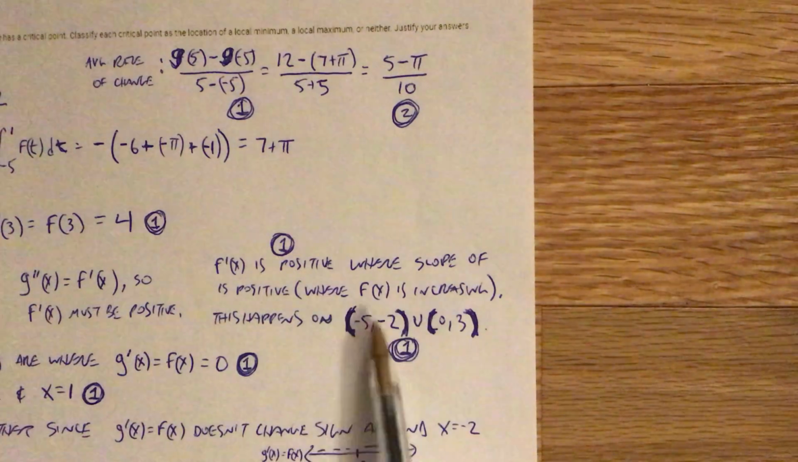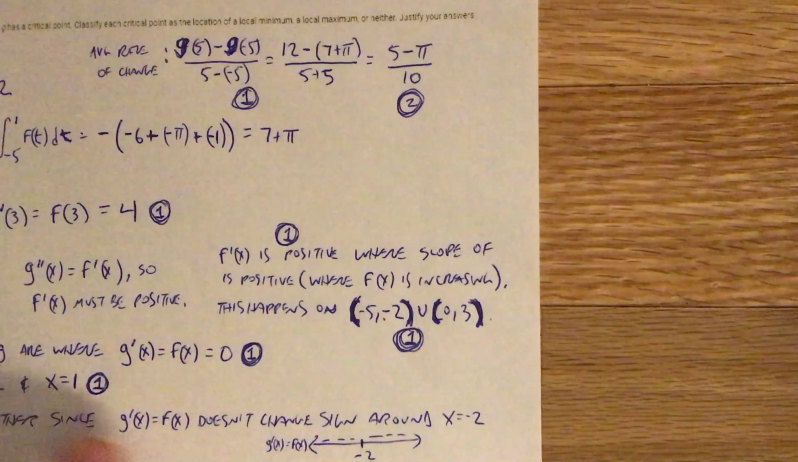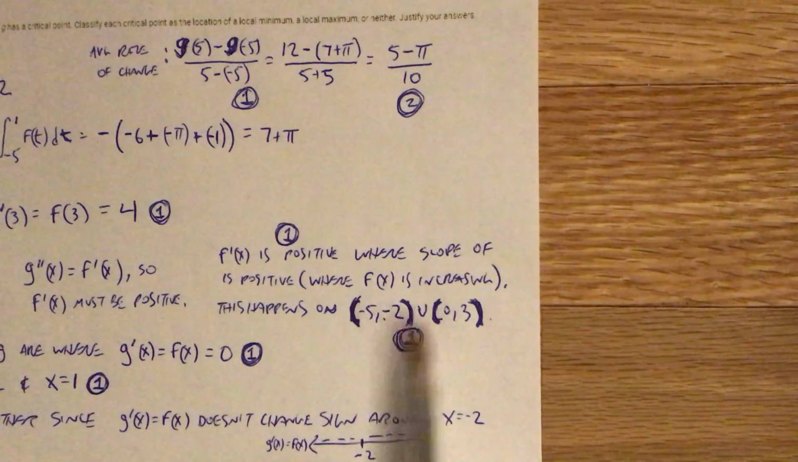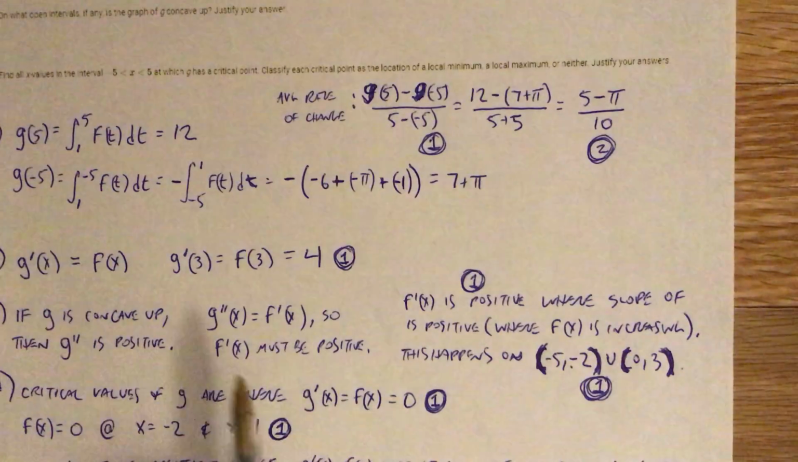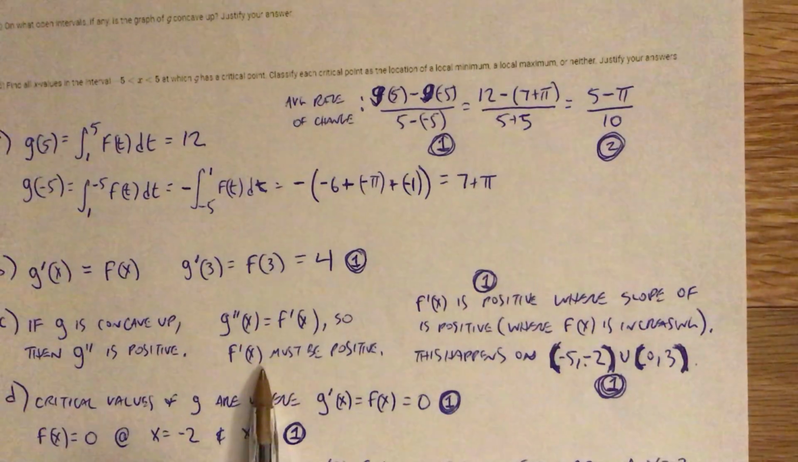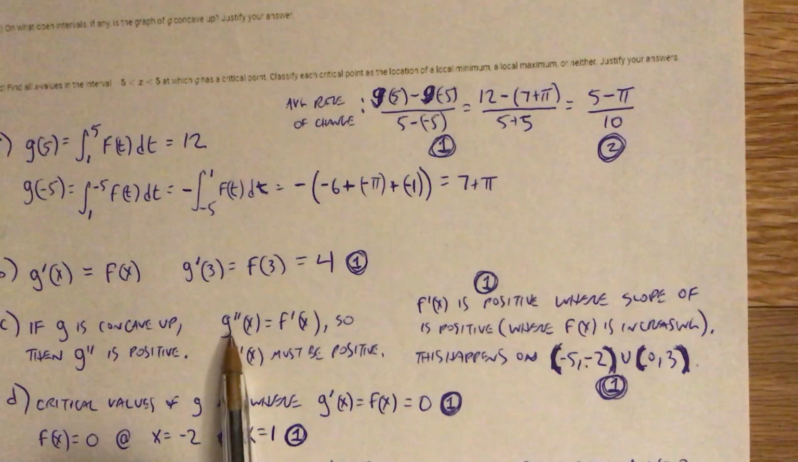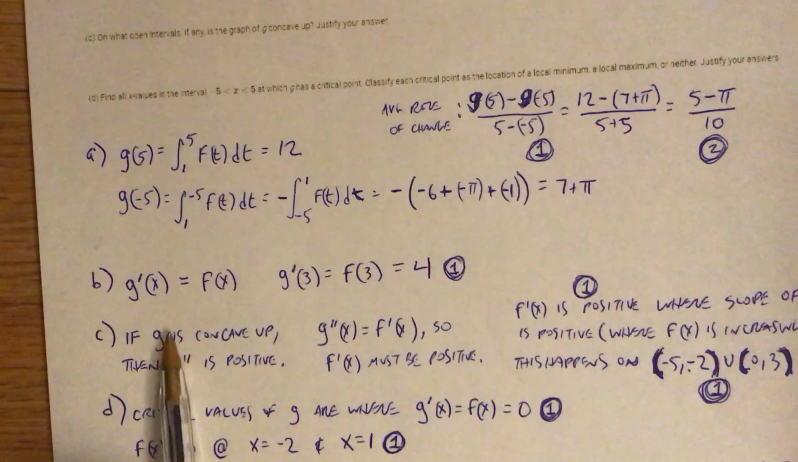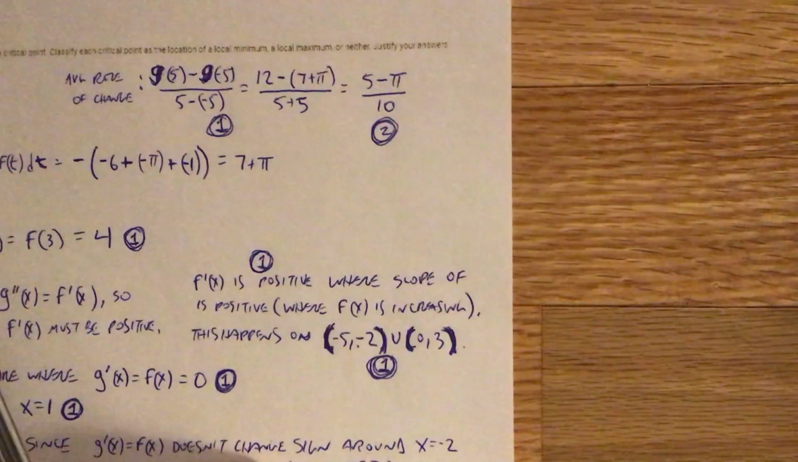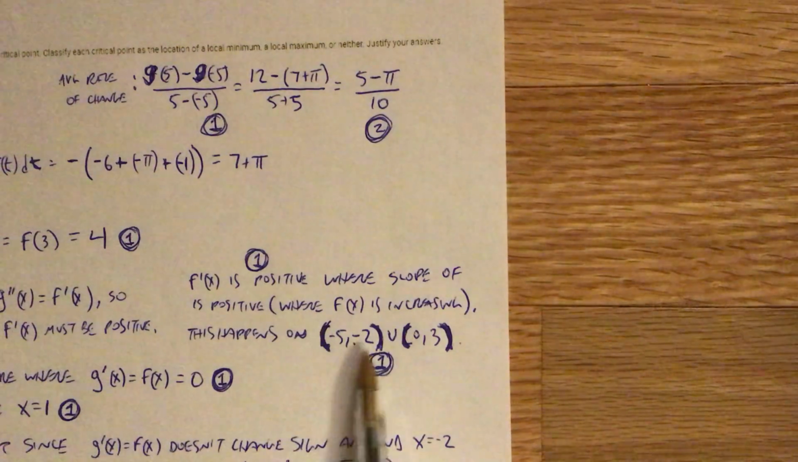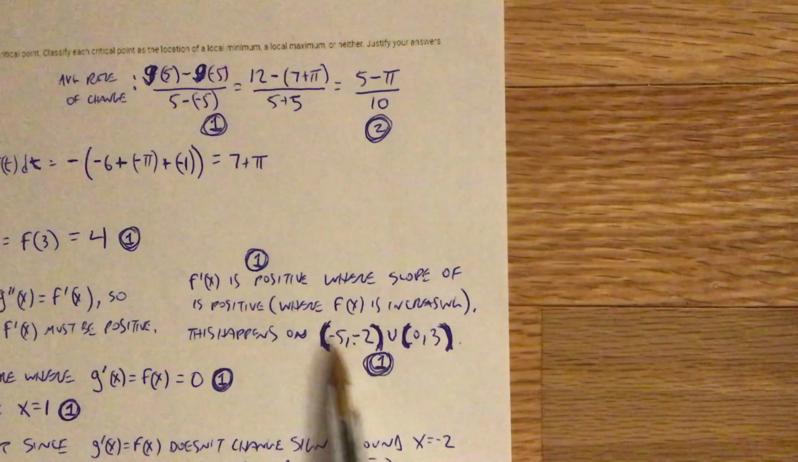So this is where, if you follow the logic back, f is increasing. Where f is increasing is where its derivative is positive. Where its derivative is positive is where g's second derivative is positive, and that means where the original function is concave up. So the original function that we're talking about, g, is concave up on this interval.